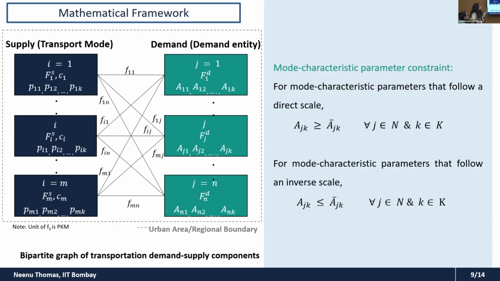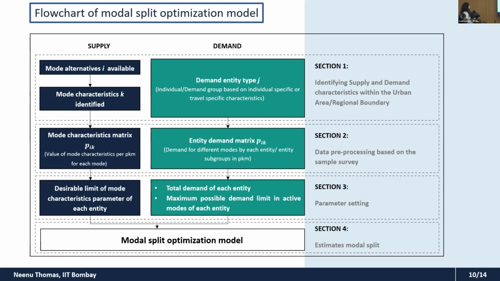So we also have to consider that limit. And as I told, the mode characteristic parameter constraint is like travel time or crowding possibility, such things. Based on whether it's a direct scale or indirect scale, it should be within the limit. Coming to the framework, if we select a region where we are thinking to study our mode split as well as the emission, we have to identify what kind of supply we have there, like different mode alternatives and the characteristics specific to them, and we have to identify what kind of demand we want to focus on.